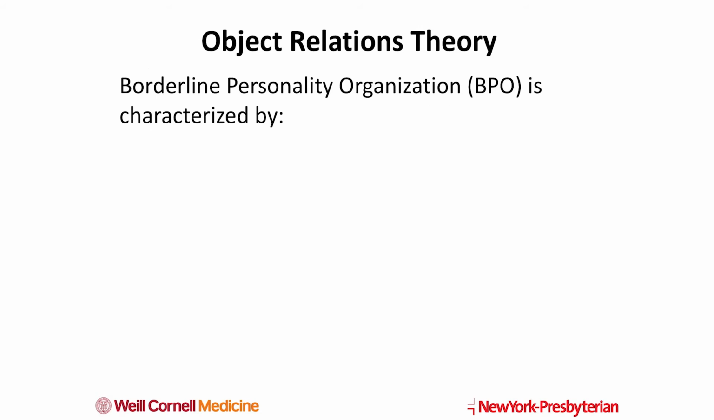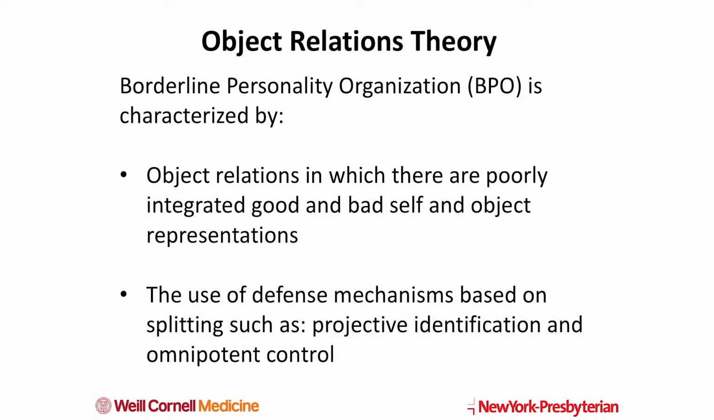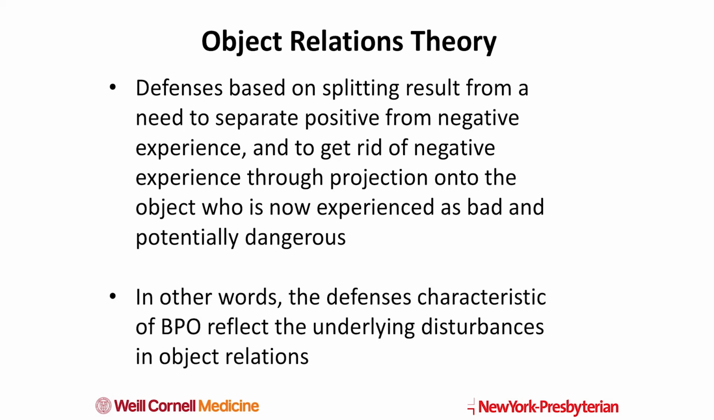In Kernberg's view, borderline personality organization, BPO, is characterized by object relations in which there are poorly integrated good and bad self and object representations. BPO is also characterized by the use of defense mechanisms based on splitting, such as projective identification and omnipotent control. These defenses are based on the need to separate positive from negative experience and to get rid of negative experience through projection onto the object, who is now experienced as bad and potentially dangerous. In other words, the defenses characteristic of BPO reflect the underlying disturbances in object relations.